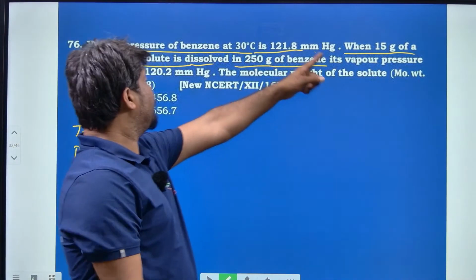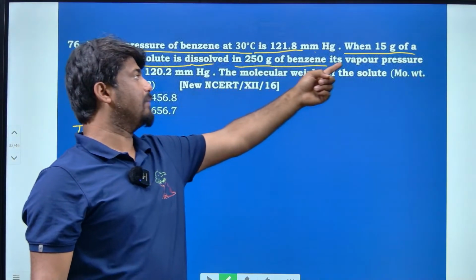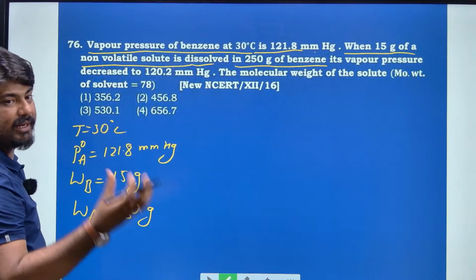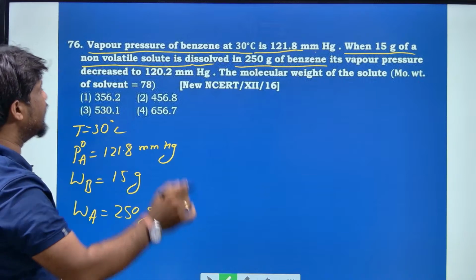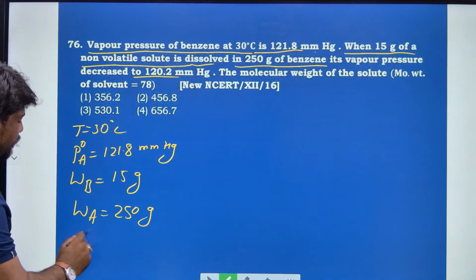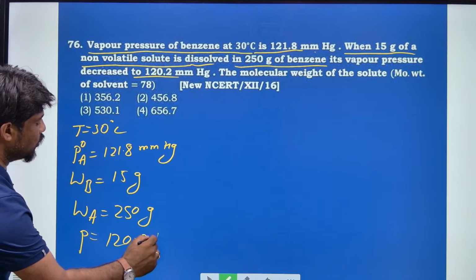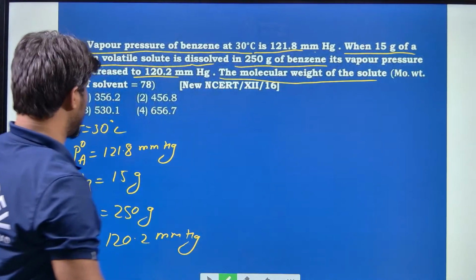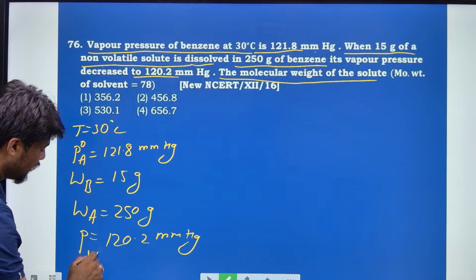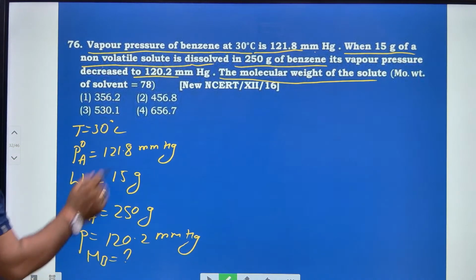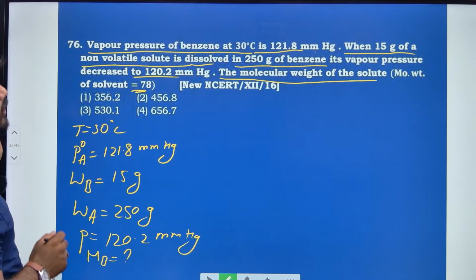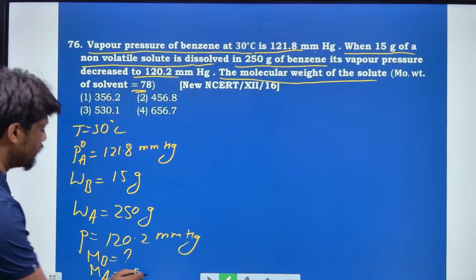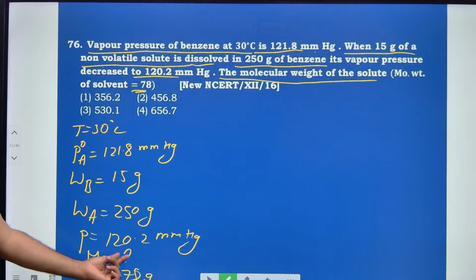When 15 grams of non-volatile solute is dissolved in 250 grams of benzene, the vapor pressure decreases. Means when solute is added to the solvent, it will become a solution. Then the vapor pressure of the solution decreases. How much is it? That is P is equal to how much? 120.2 mm of Hg. The molecular weight of the solute is how much? The molecular weight of the solute is nothing but MB, equal to how much? And in the bracket they have given the molar weight of the solvent, that is MA. MA they have given 78 gram. So we need to calculate the molecular mass of the solute.